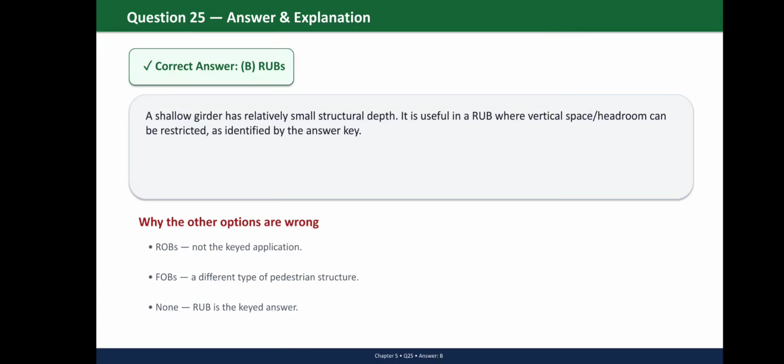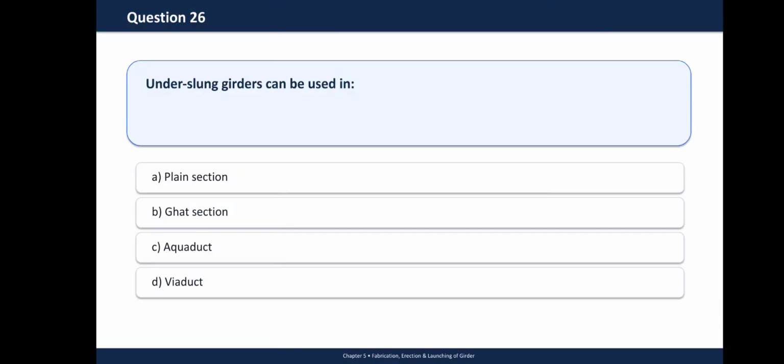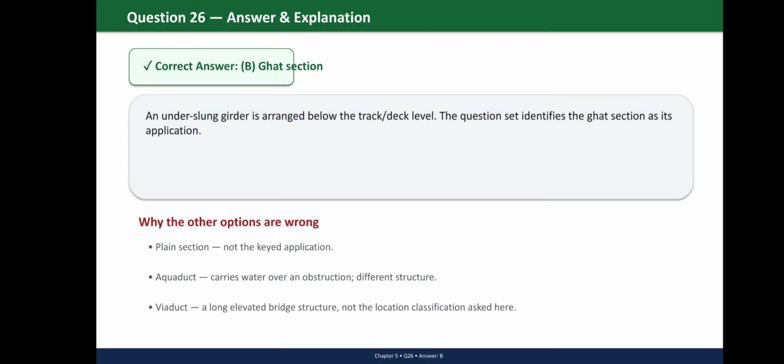Question 26. Under-slung girders can be used in options: A. Plain section, B. Ghat section, C. Aqueduct, D. Viaduct. Correct answer is B. Ghat section. Explanation: under-slung girders, where the main supporting structure lies entirely below track level, are suited for deep valleys in ghat sections.